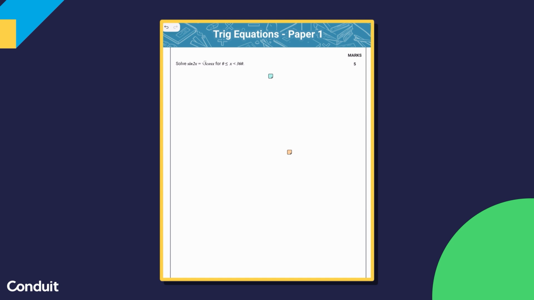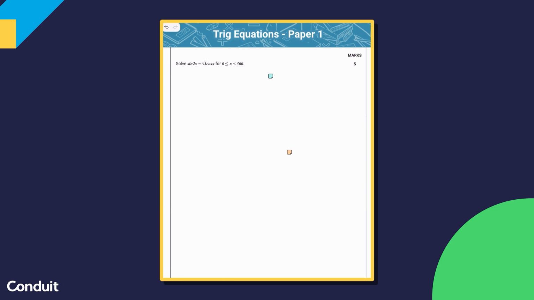Take a look at this question. We're solving a trigonometric equation involving sine 2x and cos x over the interval 0 to 360 degrees. The interval is really important here. It not only tells us the range of values we're solving for, but it also tells us whether we're working in degrees or in radians. In this case, we're working in degrees.